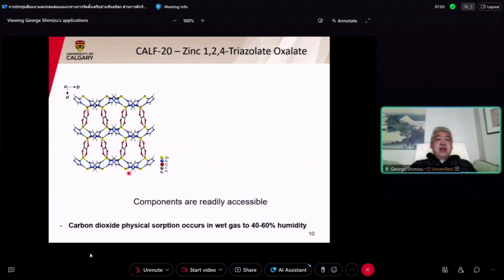What is CAF20 then? This figure that I'm showing here isn't a drawing or a cartoon. This is actually a figure made from the actual X-ray data analysis of crystals of this compound. So this is really representing where the atoms are, and this is the exact structure. And this hole here is about half of a nanometer in size.